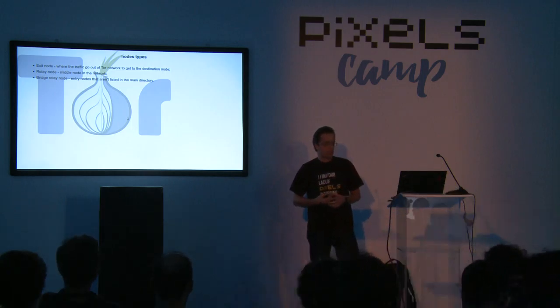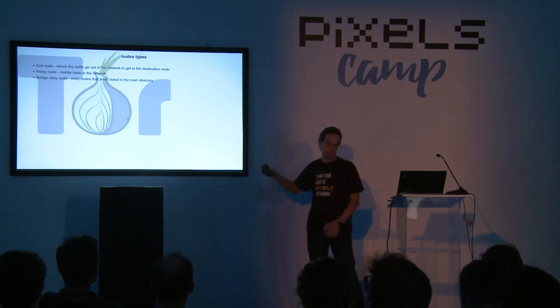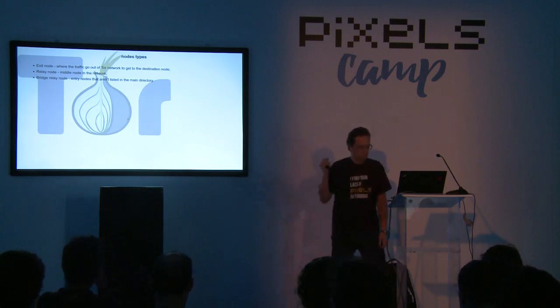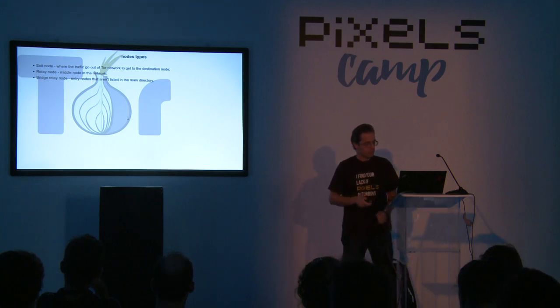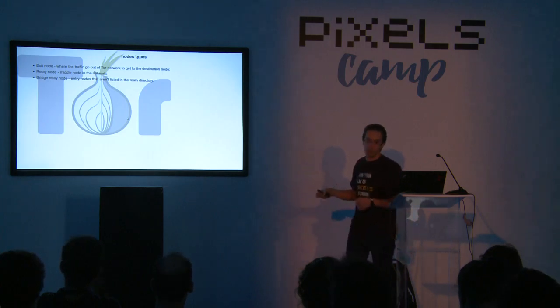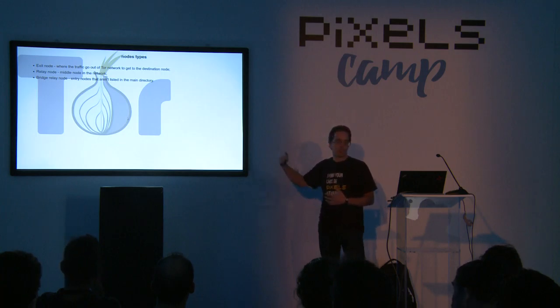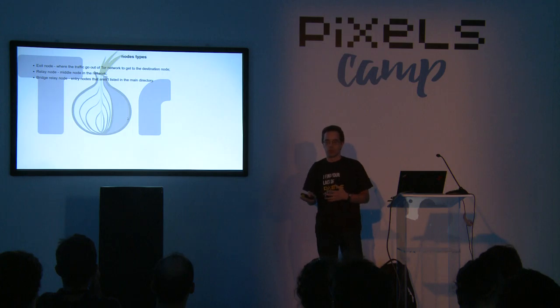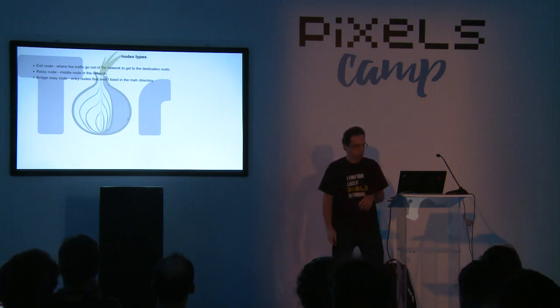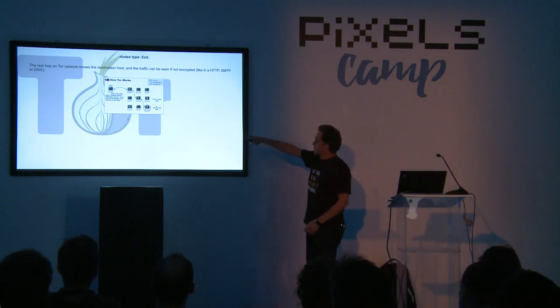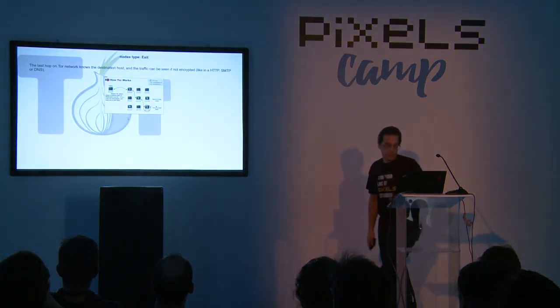Why is it needed? If all the nodes are public, you can block them, as we can see in other slides that I have in front. So the bridge is quite relevant when you have a firewall that is blocking access to the Tor network. You can use a bridge node to enter the Tor network. The exit node is the last one. We already saw that.